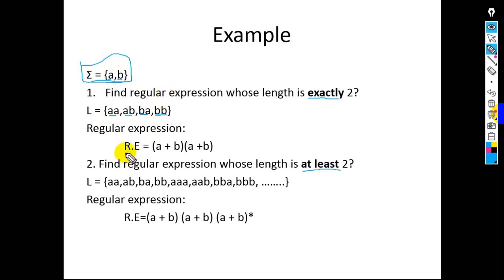And here let me make a regular expression. So here we have the regular expression for this statement, which will have strings of length exactly 2 over A and B. How will you make this? Look at this. If you have a finite language, we can write it as a union: AA plus AB plus BA plus BB.